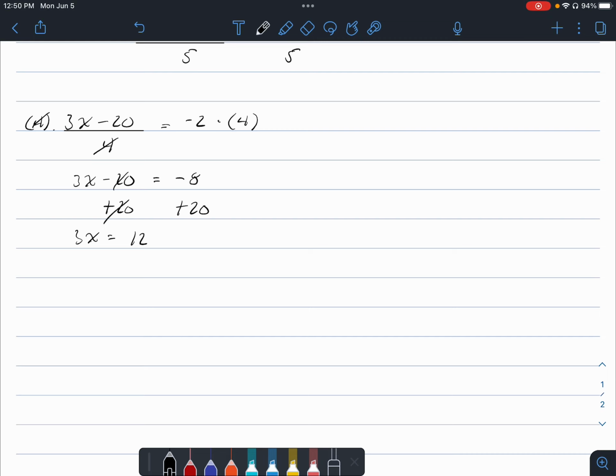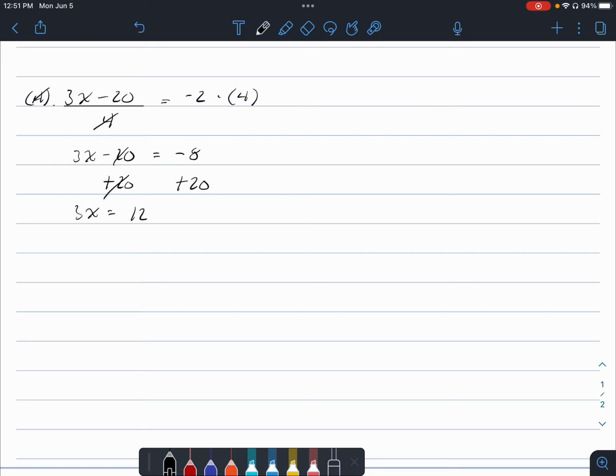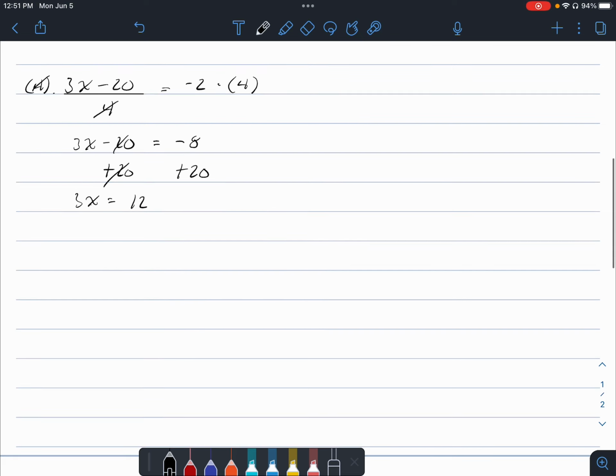Okay, so we're almost there. Now what we can do is divide both sides of this equation by 3. The goal here is to get rid of this 3 next to the x. So divide by 3, divide by 3. These will cancel. And we'll get that x is equal to 12 divided by 3, or we know that is just equal to 4. Okay, and I'll skip it here, but if you want to check that this makes sense, plug a 4 back into your initial equation, and you should find that if you plug that in, that will make the initial equation true.